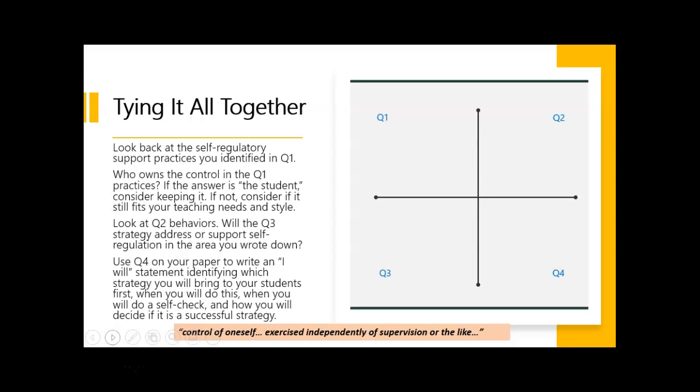Okay, then look at quadrant 2 behaviors. Will the quadrant 3 strategy address or support self-regulation in the areas that you wrote down as your students' areas of challenge?